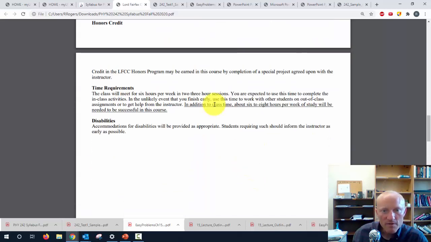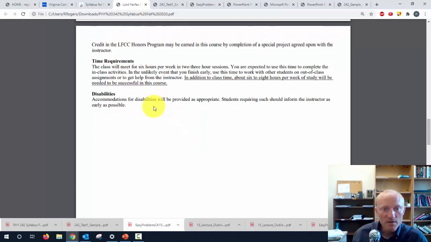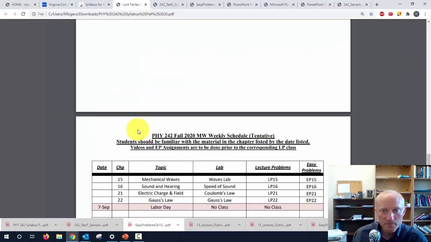How much time for this class? Well, you've taken Physics 241, you've been through the ordeal, you know that we meet 6 hours per week. It's probably going to take an additional 6 outside of class. I recommend every chapter, after you solve the lecture problems with my help, you print those out and give them a go on your own and make sure that you're really getting the material down. So that's how I suggest you spend those 6 to 8 hours outside of class. If you have a disability, then get the form to me and we'll get you squared away.